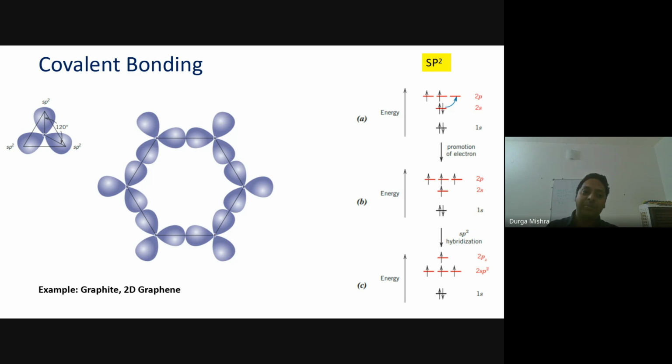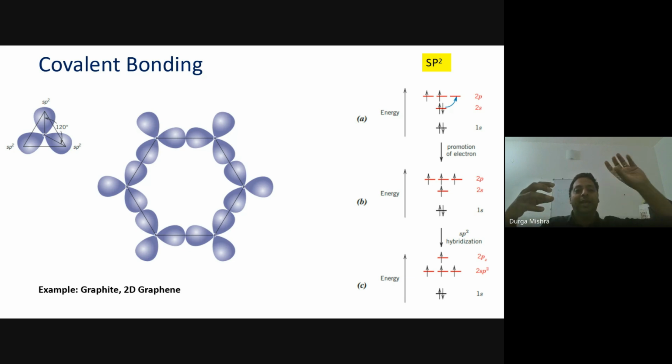Now again, for the same carbon atom with sp2 hybridization, it will form three bonds, and these are all in one plane. You can see in the image that with sp2 hybridization the bond angle is 120 degrees, and they are in one plane. So this forms a hexagon.